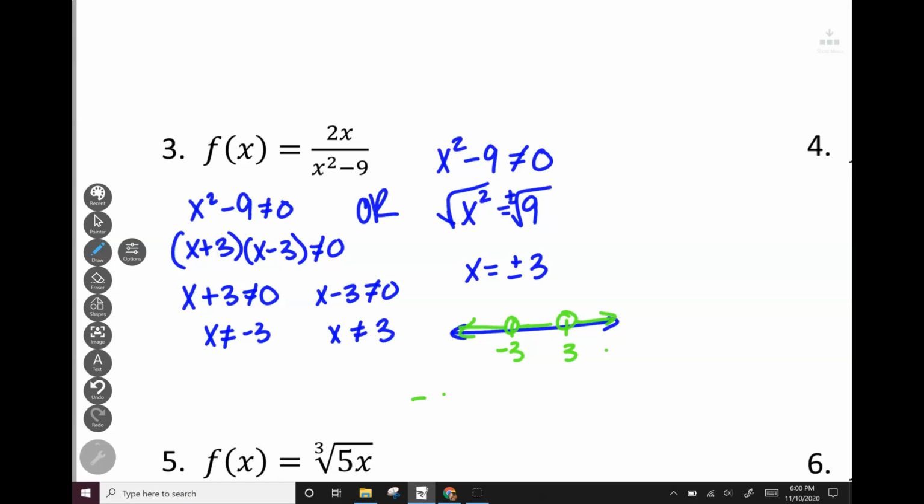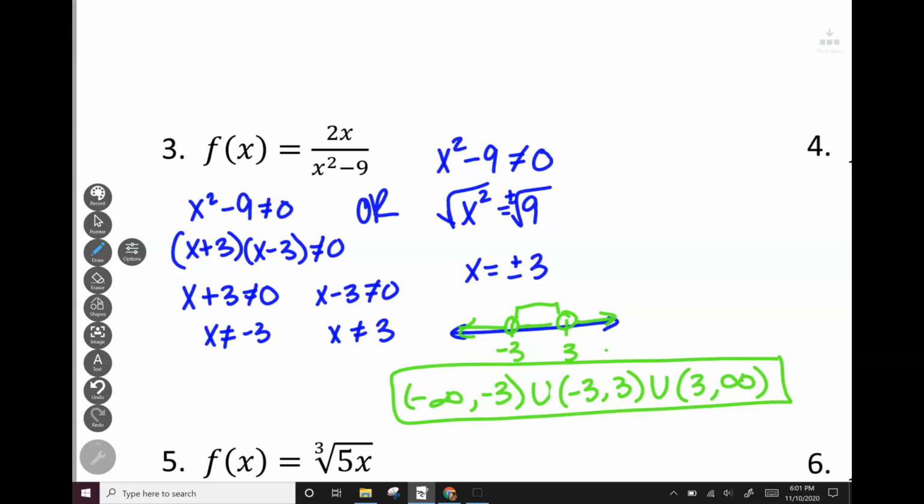Okay, so writing that would be -infinity up to -3, union 3 to infinity. Oh, sorry, messed up there. Okay, union, I need to start at the -3 again to include that in between part, in between -3 and +3. So start at -3 again, all the way to 3. And then my last section is going to be from 3 to infinity. There we go. So that's how you would write that in interval notation.